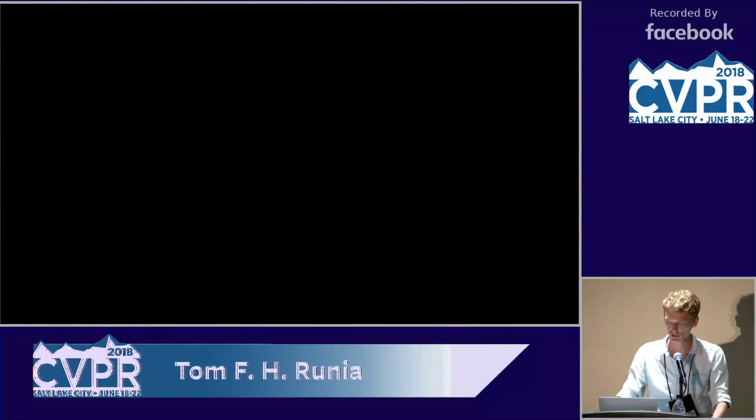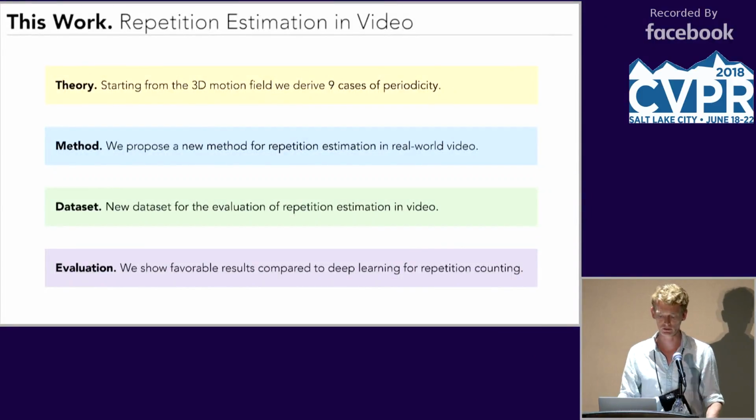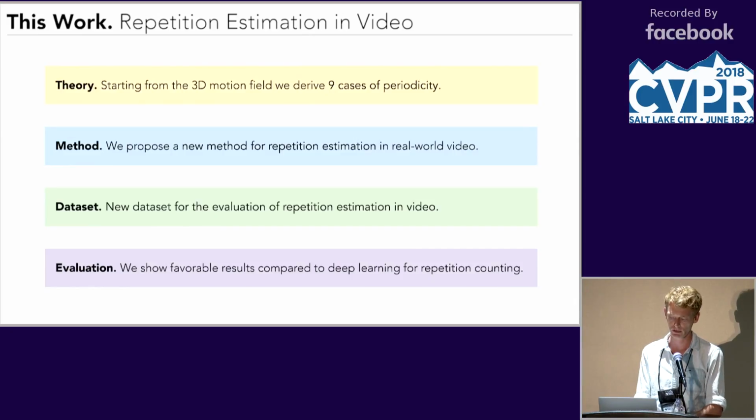As you have seen, visual repetition is ubiquitous in the world around us, and it appears in many forms. In this work, we consider the task of estimating repetition in video under realistic circumstances. First, we revisit the theory of periodic motion. Starting from the 3D motion field tied to a moving object, we use first-order differential analysis to arrive at 9 fundamental cases of periodic motion.